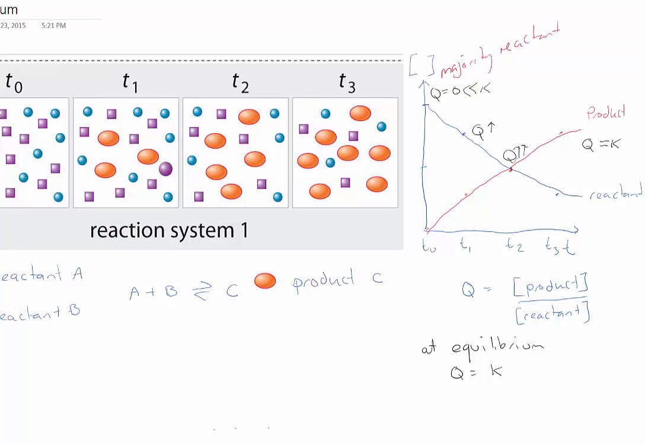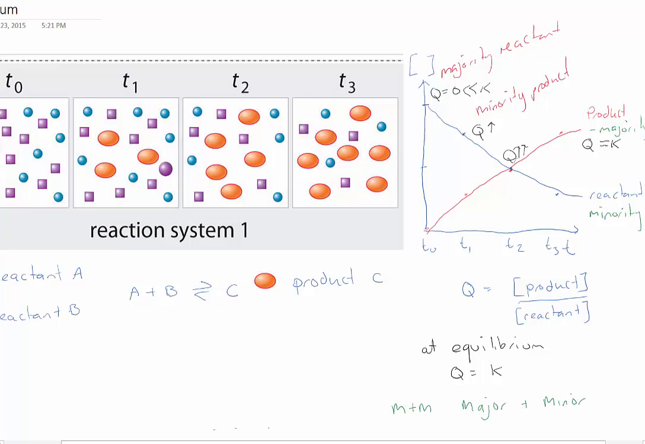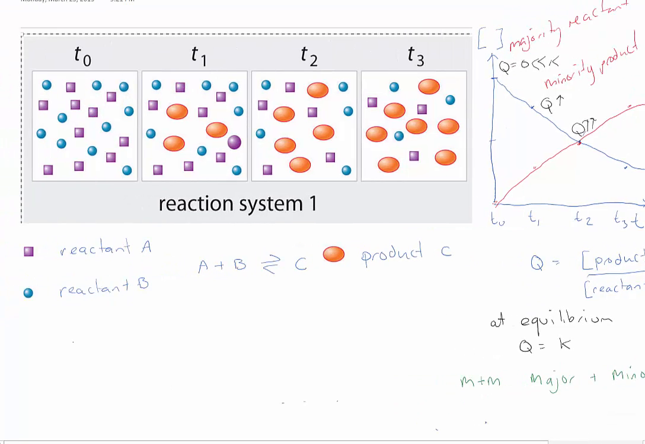We can also look at the types of species that are present. Initially, the majority species are the reactants and the minorities are the products. But as the reaction proceeds, the products become the majority species and the reactants the minority. And this is called the M&M strategy, which looks at the major and minor species that are present in a solution or a reaction system.